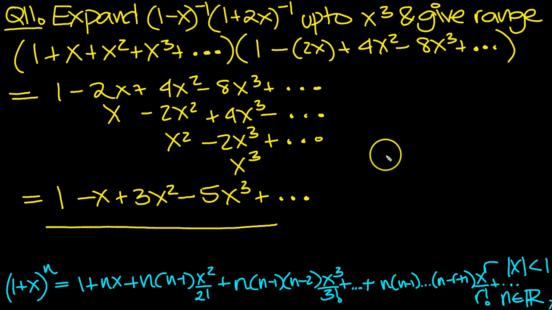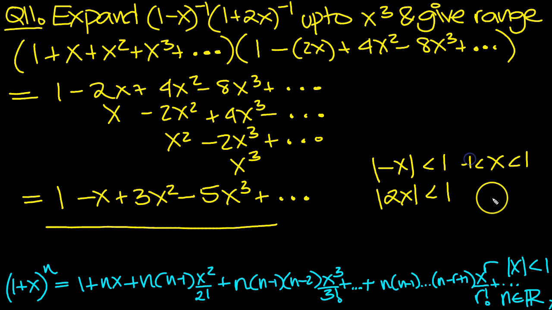As far as the range is concerned, this one is just the modulus of minus x, the input x is less than 1, and this one is 2x, the modulus of the input is less than 1. This one tells us that x must lie between 1 and minus 1. This one tells us that 2x is less than 1, greater than minus 1, which in turn we can divide by 2. x is less than a half, greater than minus a half.